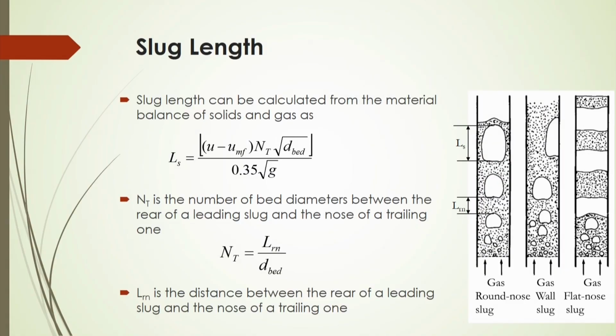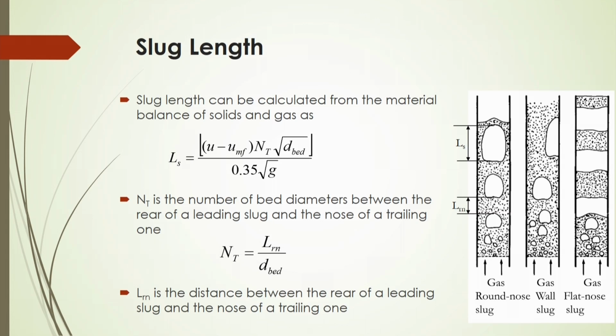Now, in that case, of course, you have to take a snapshot of the slug, and you have to know the volume, the length, the diameter, the cross section, everything, and also how many slugs will be formed, and the distance between the slugs, and whether this distance will be some multiple of the bed diameter or not. Based on this, we will be able to calculate the slug length.